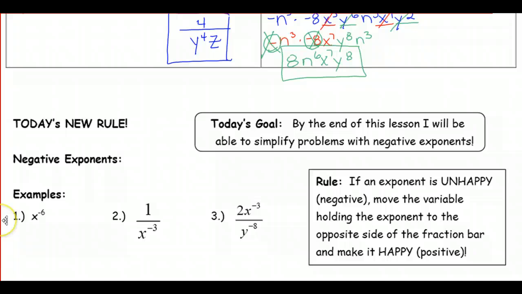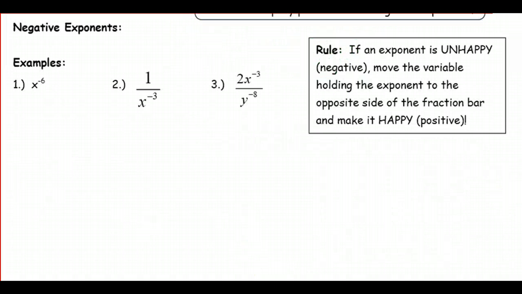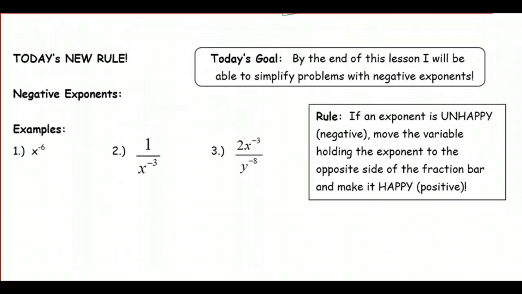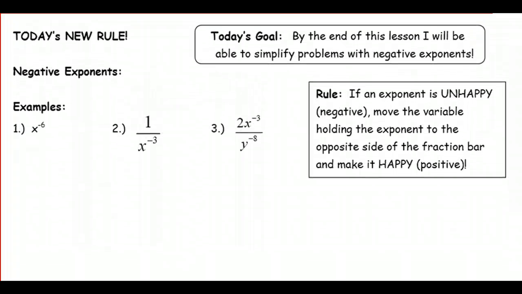Alright, let's go ahead and look at the new lesson for today. And again, we're going to be talking about powers with negative exponents. So by the end of this lesson, you will be able to simplify exponential expressions involving negative exponents. The rule is that if the exponent is negative, you're going to move the variable holding the exponent to the opposite side of the fraction bar and make it positive.